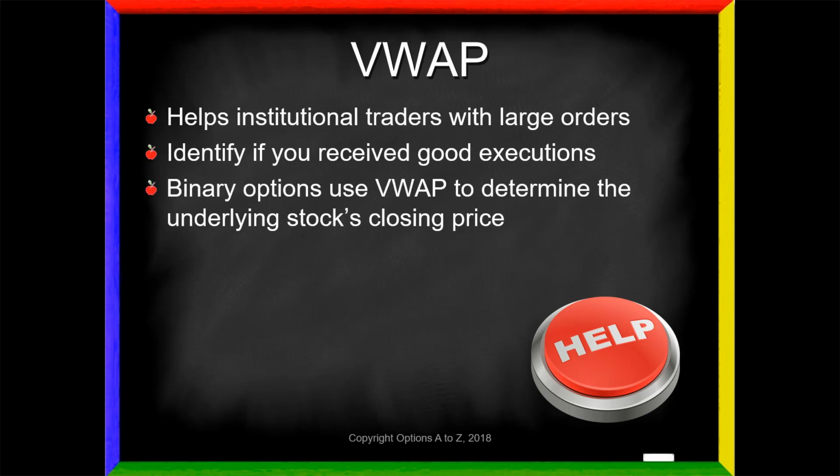Interestingly, binary options, for those of you who trade them, I wouldn't touch them with a 10-foot pole for reasons I might talk about in a future class, but I know a lot of people do trade binary options, but they use VWAP to determine the underlying stock's closing price. And they do that just so that some institution can't come in here and artificially push that closing price up by dumping in a large order at the closing bell. Much harder to change the VWAP than it is to change the current stock price. So if you trade binary options, you're definitely going to see the term VWAP.